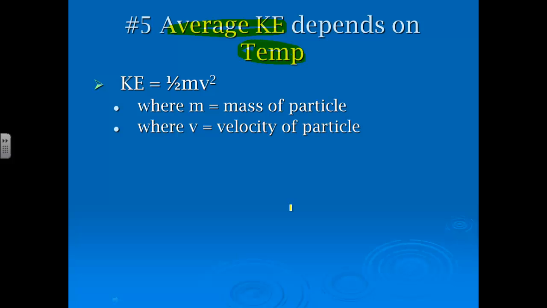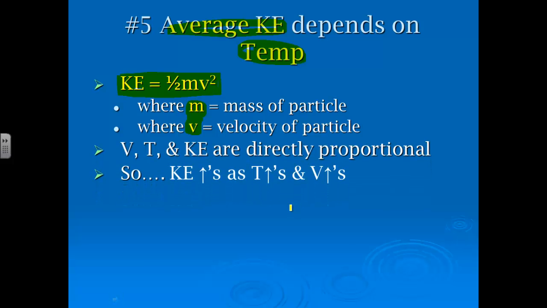Okay, then the last one, number 5, is that the average kinetic energy depends on temperature. Again, we've talked about this before. And if we give kinetic energy a mathematical definition, kinetic energy is equal to 1/2 the mass times the velocity squared of a particle. Velocity is a fancy word for speed, just in a certain direction. And essentially, if we think about relationships, velocity, temperature, and kinetic energy are all directly proportional, or directly related. So that means as one goes up, the other goes up.